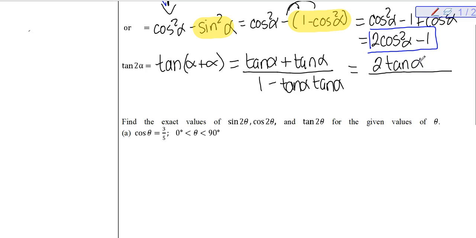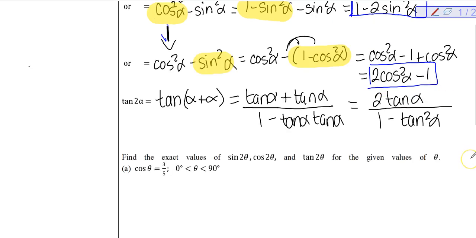Not theta, alpha. Over 1 minus tangent theta times tangent theta. Tangent squared, not theta, alpha. What's the matter with me? There we go. So I'm going to grab another color here to indicate, I'll use green here, that the double angle for a tangent of 2 alpha is equal to 2 tangent alpha over 1 minus tangent squared alpha.